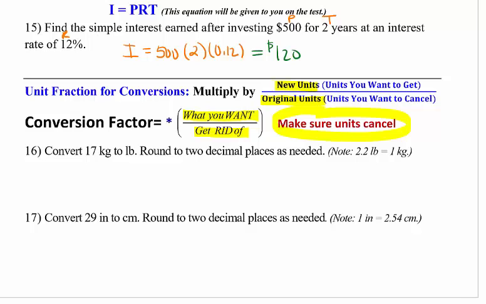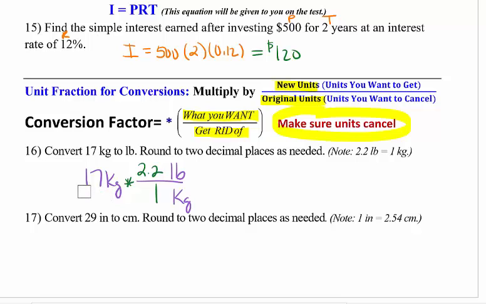So convert 17 kilograms, that's what we have, and we want it to pounds. So I'm not even looking at my conversion rate right now. I know I want pounds and I want to get rid of kilograms. That's because I want these two units to cancel. So now I look over here and it says 2.2 pounds is 1 kilogram. And this is multiplication.